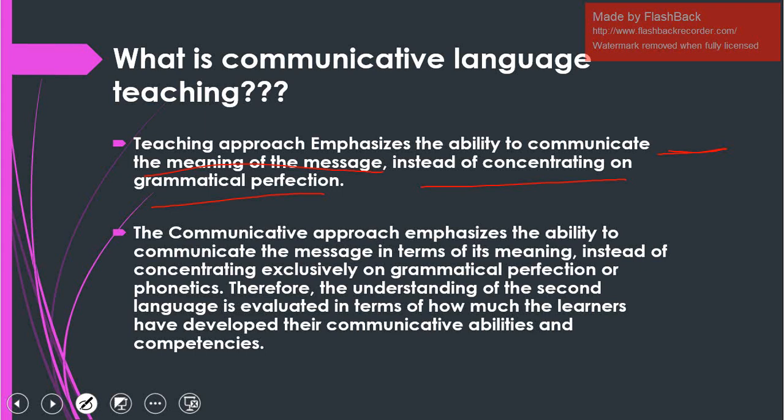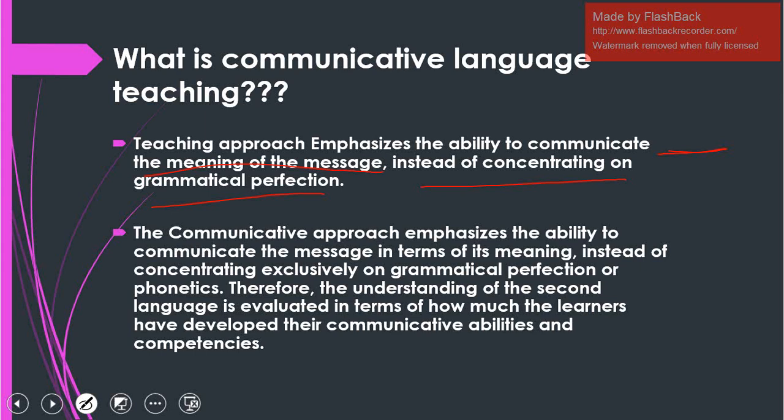Language is evaluated in terms of how much the learner has developed their communicative abilities and competence. So language ability is not going to be measured by how good you are at making sentences or at correct grammar, but rather by how good you are at using the language to communicate and to convey your message.